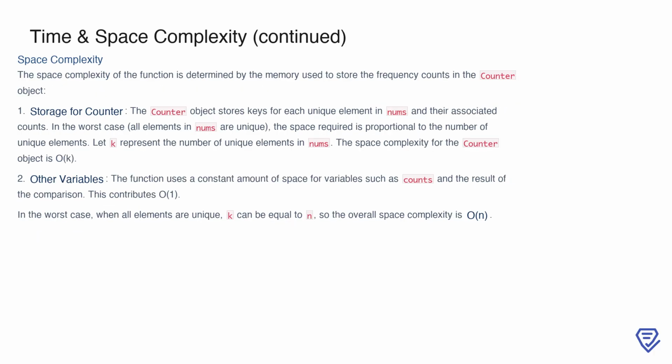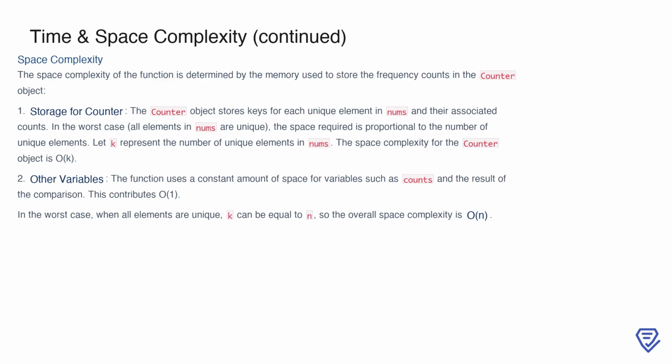Now, let's evaluate the space complexity of the solution. The primary contributor to space usage is the Counter object, which stores the frequency counts of each unique element in the array. In the worst-case scenario, where all elements in nums are unique, the number of keys in the Counter object equals the number of elements in the array. If we let k represent the number of unique elements, the space required for the Counter object is O(k).